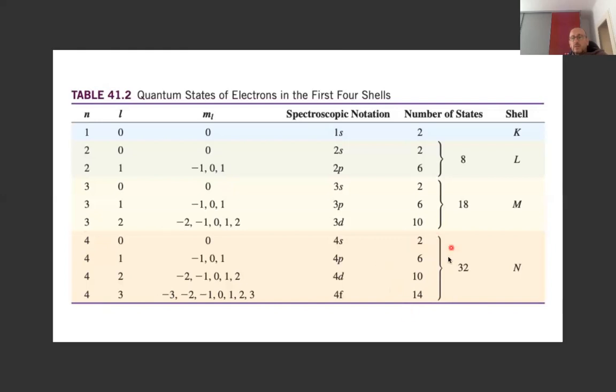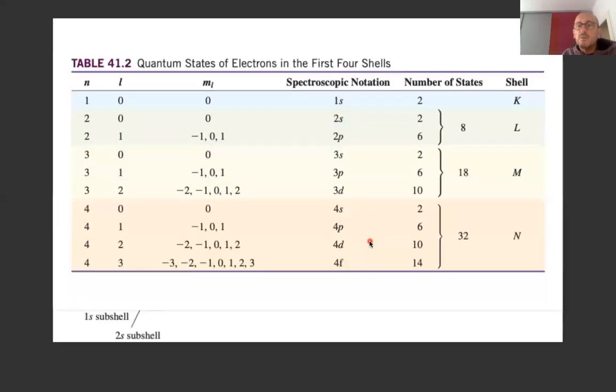4 squared is 16, times 2 for the number of possibilities of the electron spin, gives you 32. So this is the way we can hold a large number of electrons in this configuration without using the same set of quantum numbers. So this is the important part.